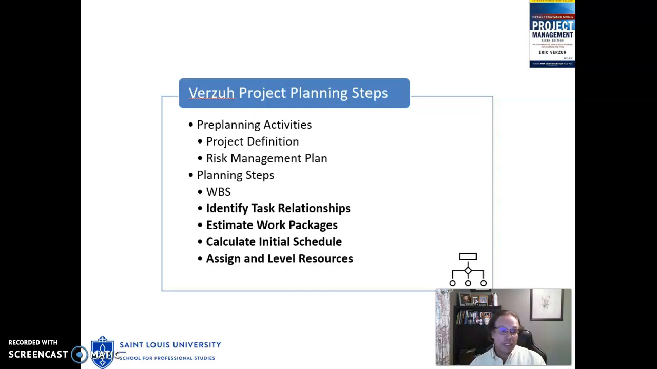Number 4 is calculating and building the initial schedule. Now, Verzoo goes through a more complicated technique of forward passes and backward passes to calculate the critical path. We will not be doing that as part of this class, but it's nice for you to read about it and have it for a future, more advanced class. And then number 5 is assign and level the resources. Basically, we don't want anybody working over or under 40 hours. We want to get the most efficient use of our resources.